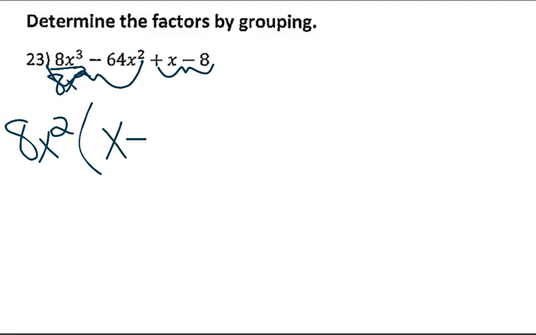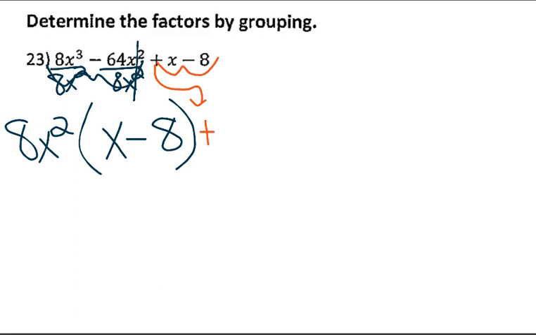Bring down my minus sign. 64x squared divided by 8x squared. 64 divided by 8 is 8, and my x squareds are going to cancel, so I'm just left with x minus 8. All right, let's look at the second group. Now, there's nothing I can really take out of an x and a minus 8. Your sign here is always going to come down. And since I can't take anything out and I must take something out in order to make it group, I'm just going to put a 1 there and bring down my x minus 8.